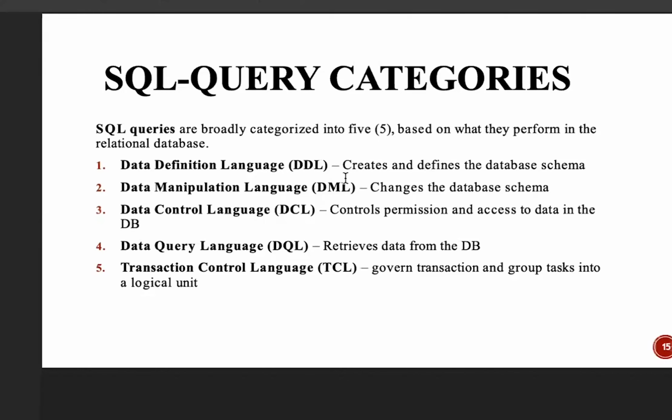So data definition language creates and defines the database schema. Data manipulation language (DML) changes the data, in case you want to insert something new or delete. We have data control language, which controls permission and access to data in the database. We have data query language, which retrieves data from the database. If you want to retrieve or check data, that's data query language. And we have transaction control language, which governs transactions and groups tasks into a logical unit. So that's that.